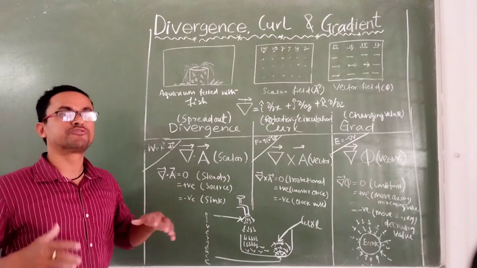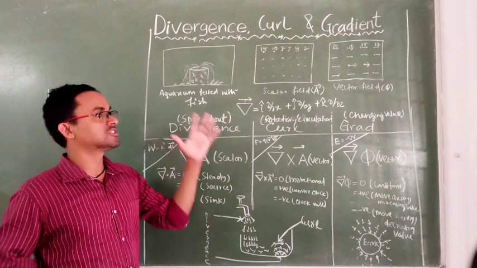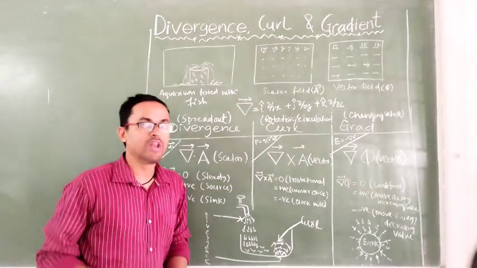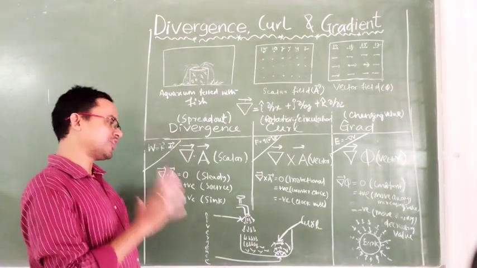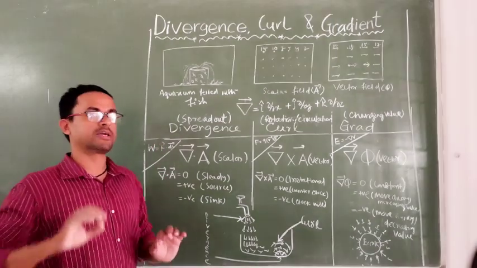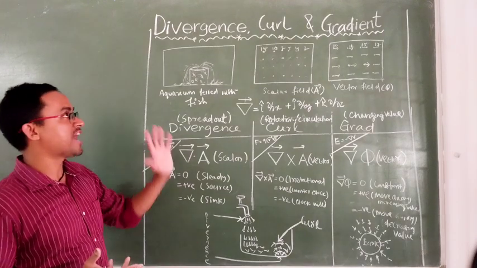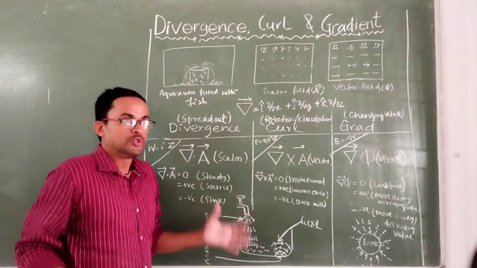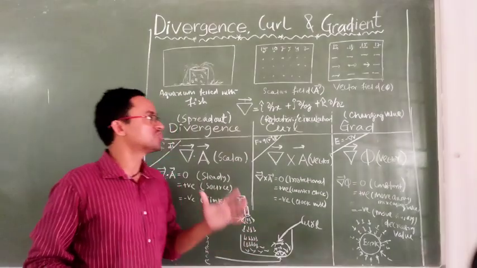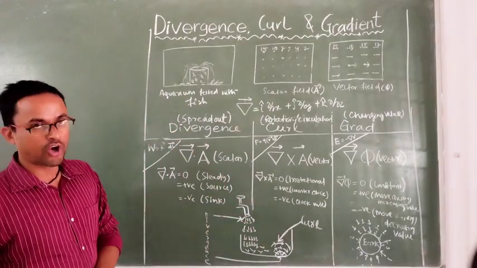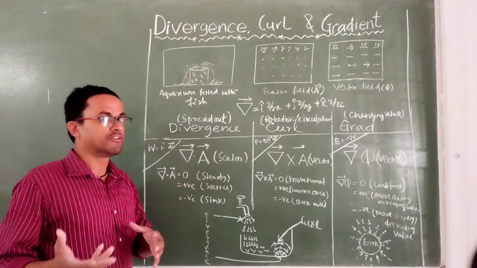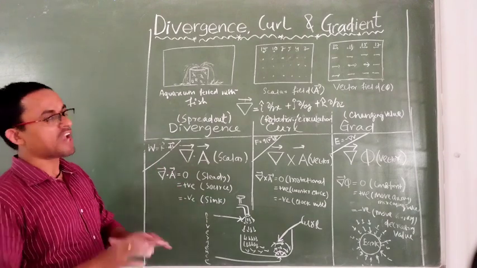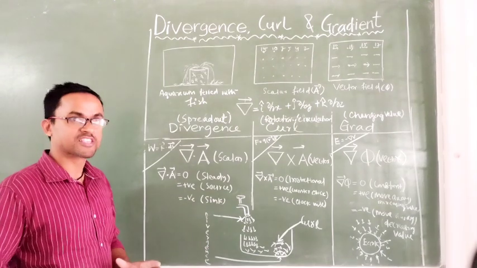Today we discuss the physical significances of divergence, curl and grad. I will ensure that after watching this video you will have a solid idea about divergence, curl and gradients. So let's discuss. Before going to know divergence, gradient and curl, we should know what a scalar field and a vector field are. So here I have given a beautiful example for you.